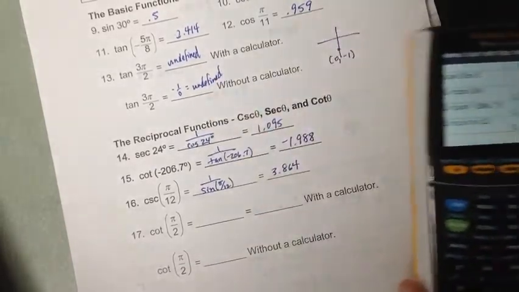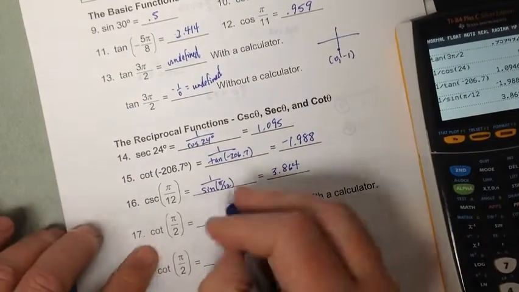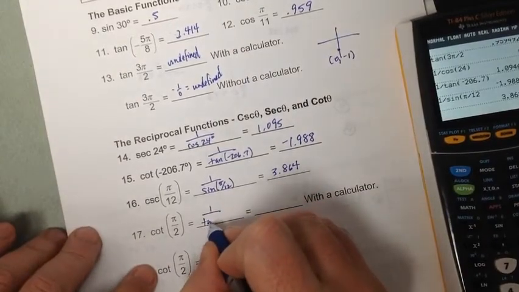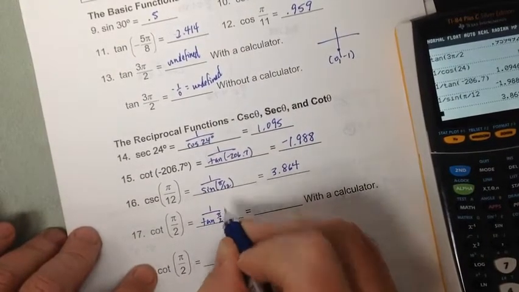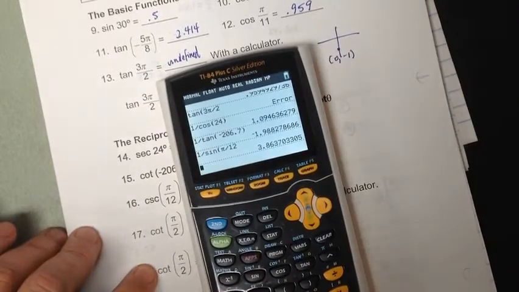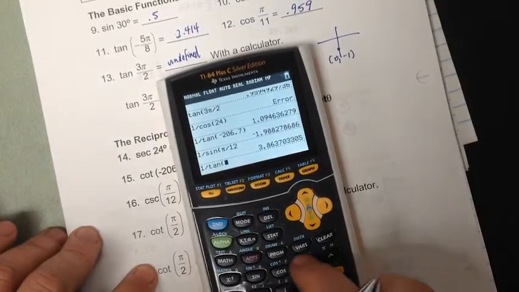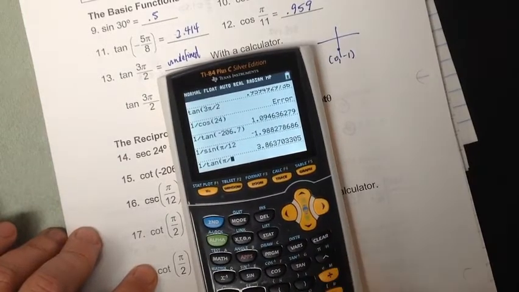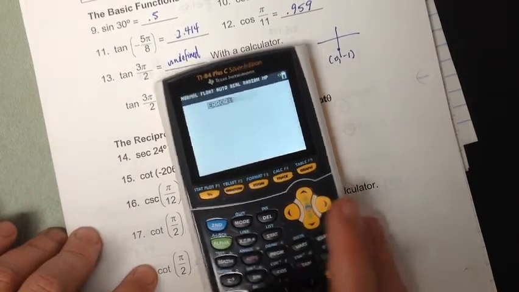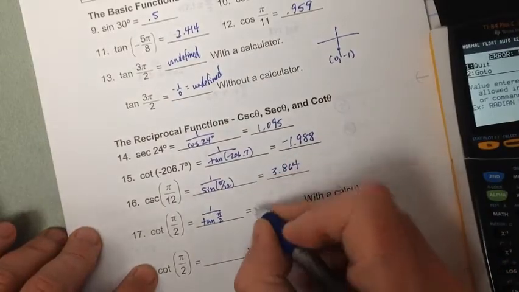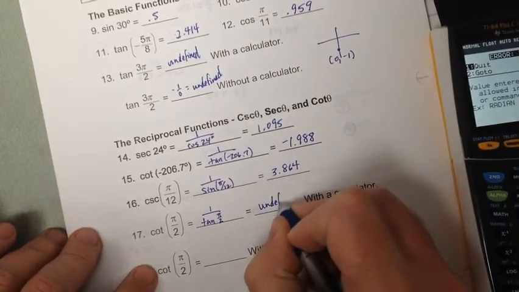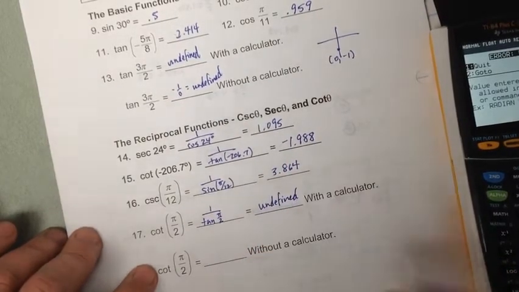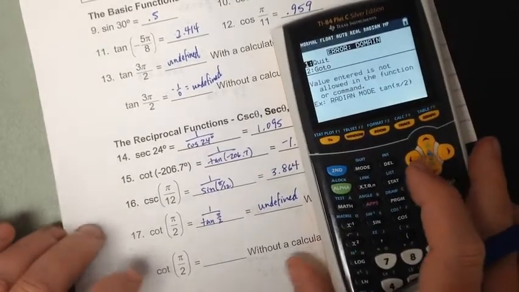Cotangent of pi halves. Cotangent's the reciprocal of tangent, so 1 over tangent of pi halves. So I'm going to say 1 divided by tangent of pi divided by 2. 1 divided by tangent pi halves. And this says error, domain. It is undefined with a calculator.